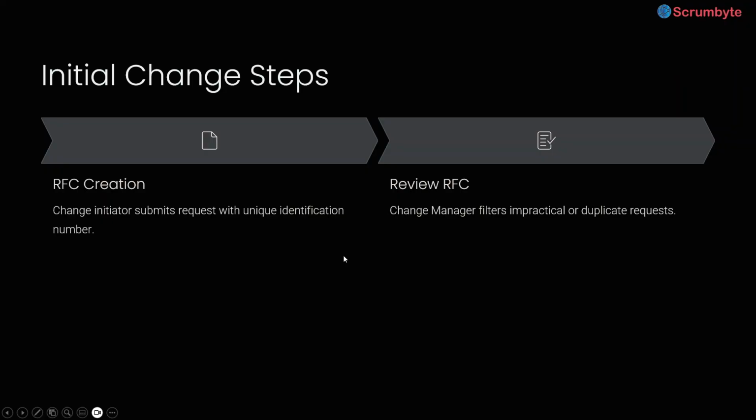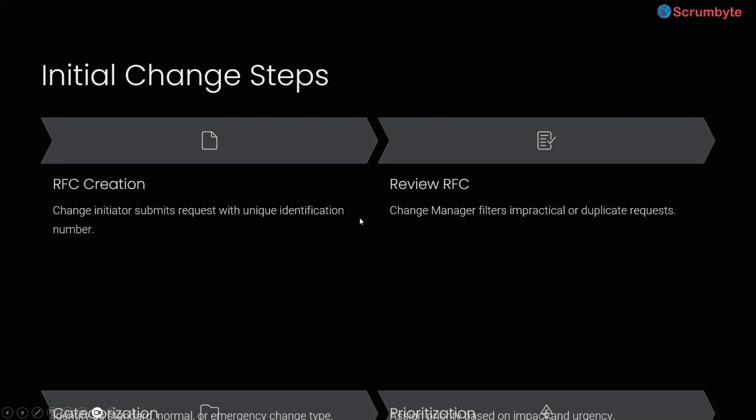So these are the initial change steps. Let's go over the process a little bit more in detail. So first you create the RFC, somebody does that. You review the RFC, that is, the change manager is actually filtering out the RFCs that are impractical or if it is duplicate, etc., stuff like that.